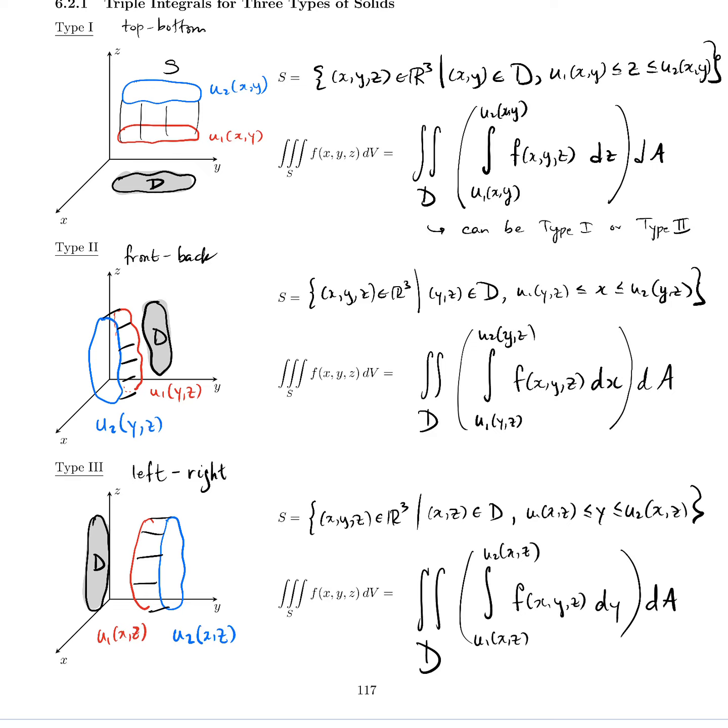So depending on how your solid is most easily described, some can be described all three ways. If your solid can be easily described all three ways, and each shadow region D can be described in two ways, as type 1 or type 2, then potentially you've got six orders of integration for a function over a general solid, in exactly the same way that we did over a box.